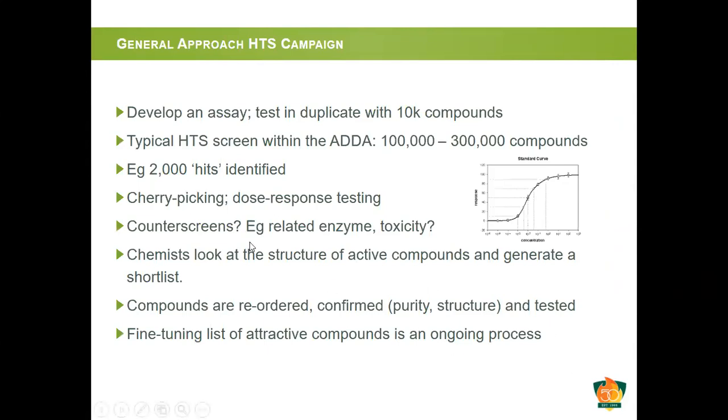The chemists will then start looking at the structure of those active compounds that have the profile that we are interested in, and they start generating a short list. It's usually a bunch of chemists, and every chemist has his own bias based on their experience. So they all get to a consensus, okay, these are good to follow up on. Then we reorder the compound. Ideally you want to get a fresh supply from the manufacturer. You want to confirm that it's pure, that the structure is what it's supposed to be. It's not always the case.